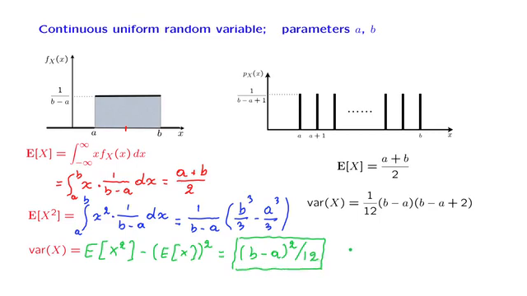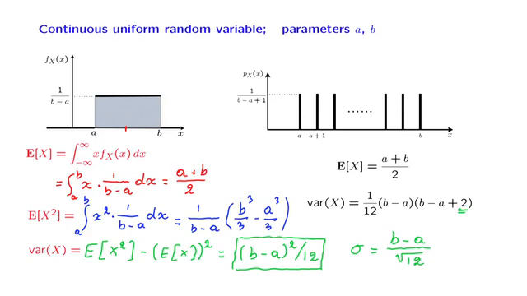We can take the square root of this expression to find the standard deviation, and the standard deviation is going to be b minus a divided by the square root of 12. A few observations. First, the formula looks quite similar to the formula for the variance that we had in the discrete case, except that in the discrete case we have this extra additive factor of 2.